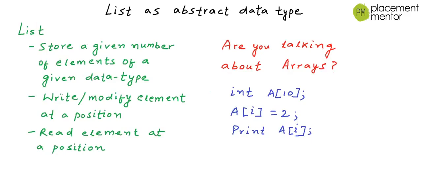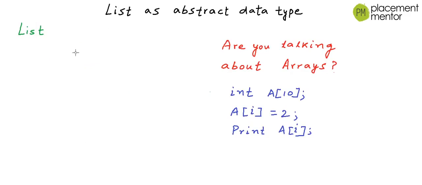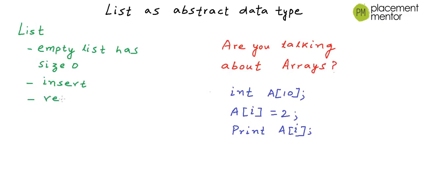Now I want a list that should have many more features. I want it to handle more scenarios for me. So I'll redefine this list here. I do not want a static list, a static collection with a fixed size. I want a dynamic list that should grow as per my need. So the features of my list are that I'll call my list empty if there are no elements in the list. I'll say the size of the list is 0 when it is empty, and then I can insert an element into the list, and I can insert an element at any position in an existing list. I can remove element from the list.